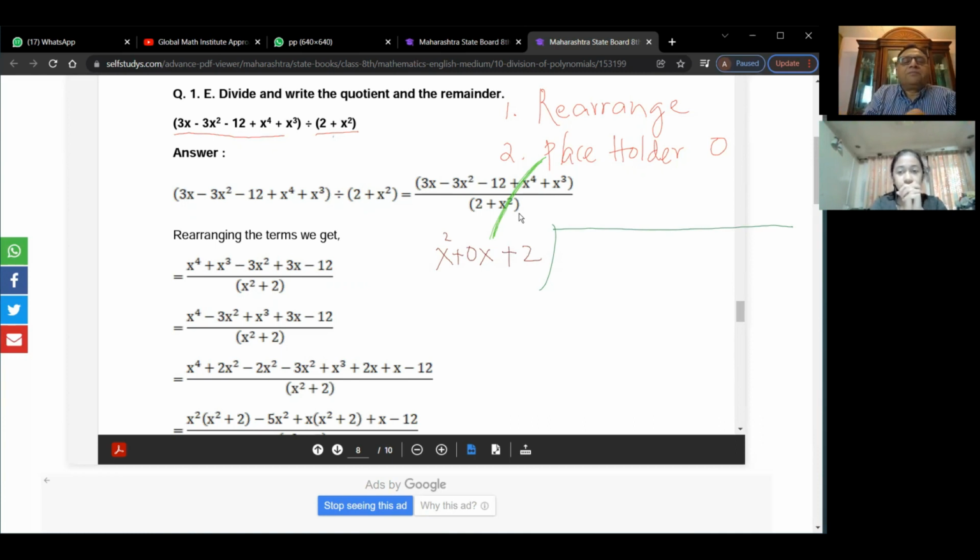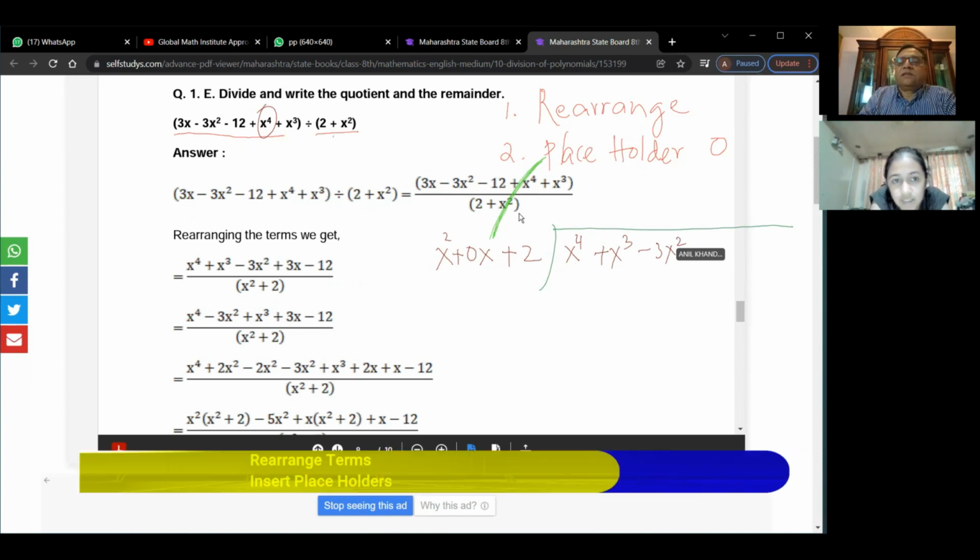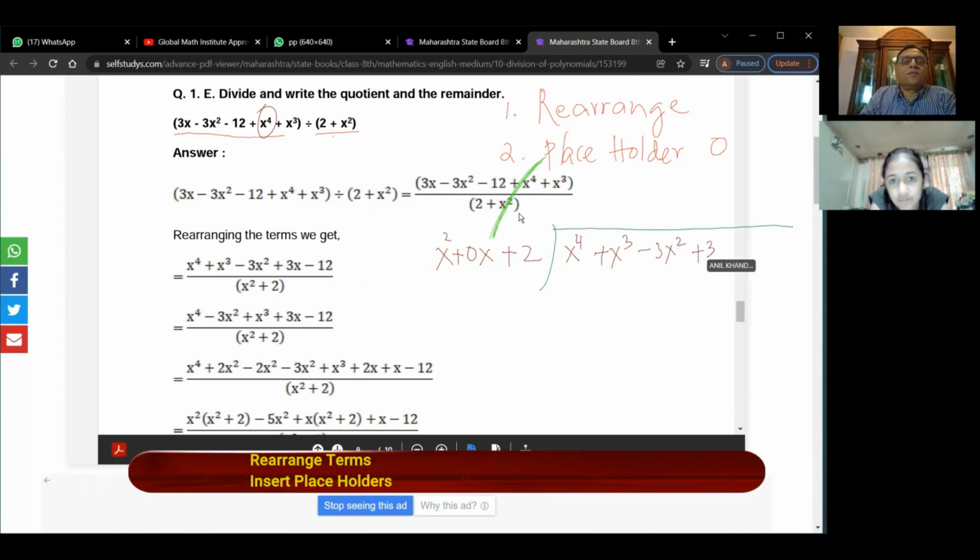Now, look at the dividend. First term should be x cubed, right? We have to write it in proper order. Oh, sorry, x to the power of 4. X to the power of 4 is the highest term, and then x cubed. And then the x squared term is minus 3x squared, and then we have plus 3x, and the constant minus 12. Is it okay?